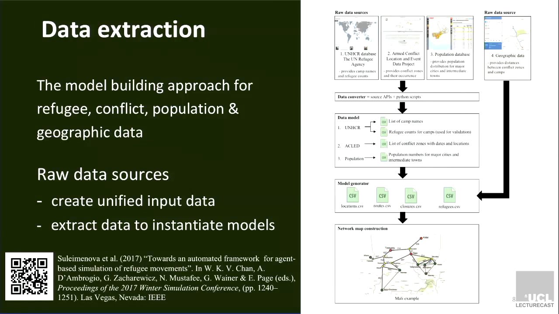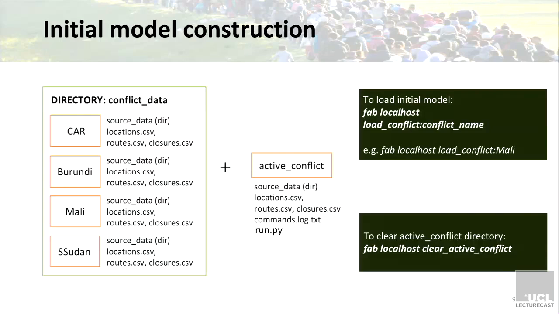So within the data extraction, well, first we developed a model building approach. We have our four main sources that I mentioned earlier, right? From that, we developed four CSV files that we can incorporate in our initial model construction. That can also be helpful to construct network maps. Network maps allow us to visualize how refugees move from conflict and where the camps are located. And this model is explained in more detail in one of the conference papers that I wrote.